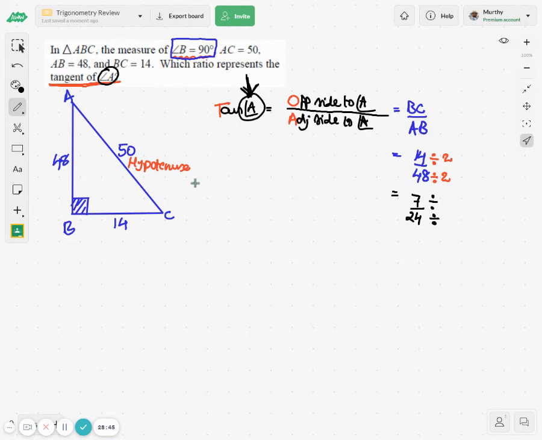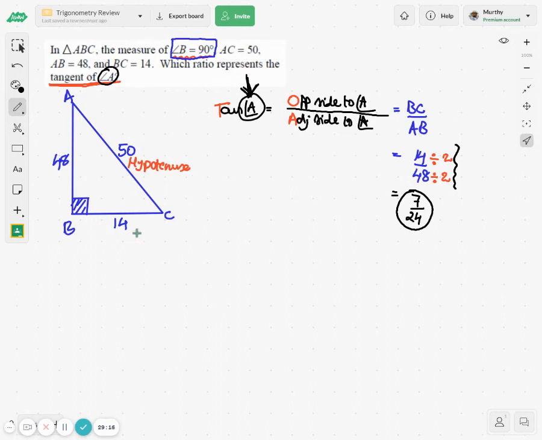Now, can you divide 7 and 24 by any number? Can I divide by 2? No. Can I divide by 3? No. Can I divide by 4, 5, 6, 7? No, no, no, no. Therefore, I can't divide with any number, so I have to leave this as it is. This is called lowest terms. So please do not leave it the other way. You have to express the final answer in the simplest form.